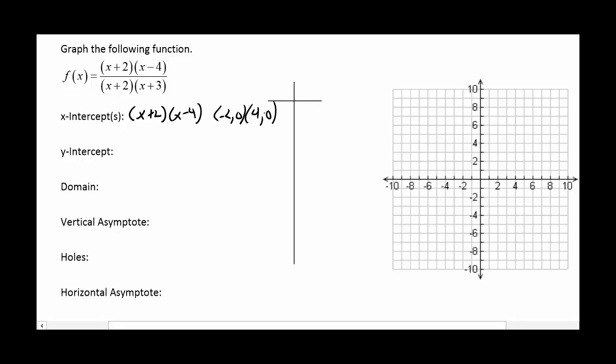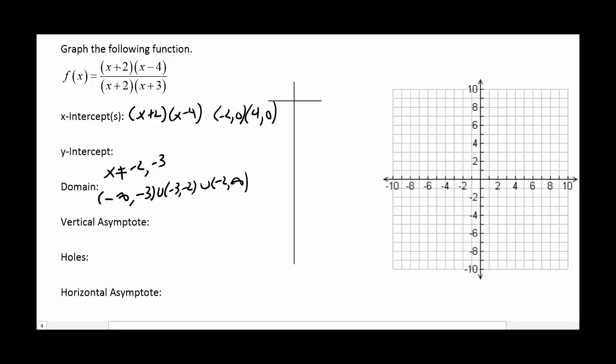And the y-intercepts, same deal. Let's see. Well, let's actually jump down to domain real quick. So the domain, I can see that I'm going to kick out a negative 2 and a negative 3. So negative infinity up till negative 3, union negative 3 to negative 2, negative 2 out to infinity.